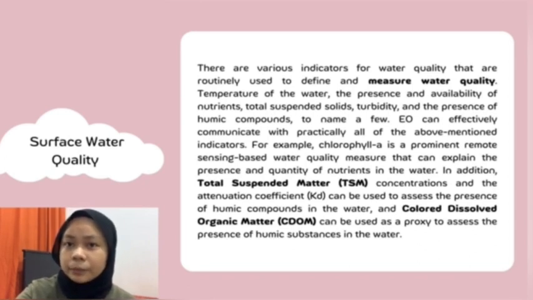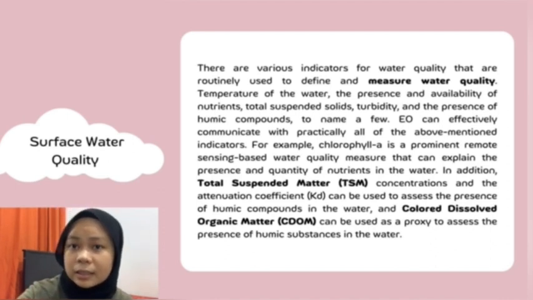For example, chlorophyll A is a prominent remote sensing based water quality measure that can explain the presence and quantity of nutrients in the water. In addition, total suspended matter TSM concentration and the attenuation coefficient KD can be used to assess the presence of humic compounds in the water, and colored dissolved organic matter CDOM can be used as a proxy to assess the presence of humic substances in the water.